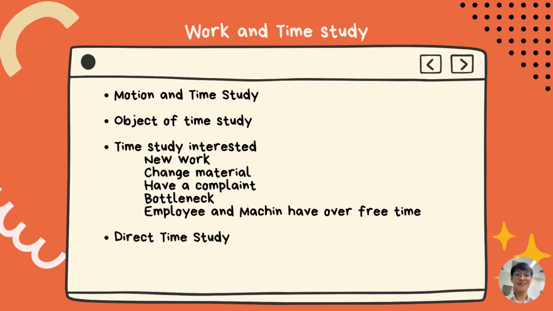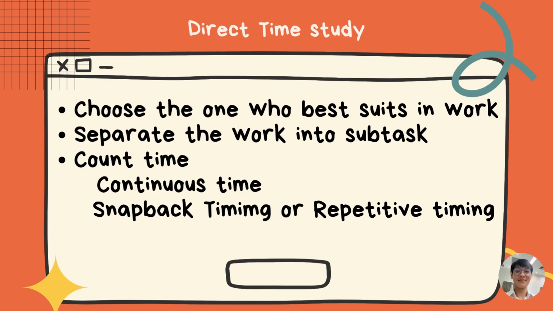Okay, work and time study. Work and time study. I will research motion and time study. The objects of time study: we are interested in new work, changed material, work with complaints, bottlenecks, and employees and machines that have overfeed time. Last one, direct time study.